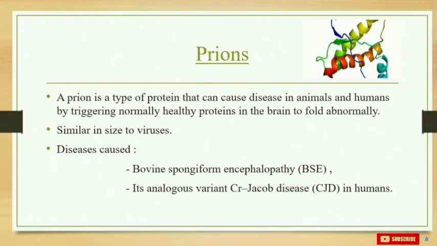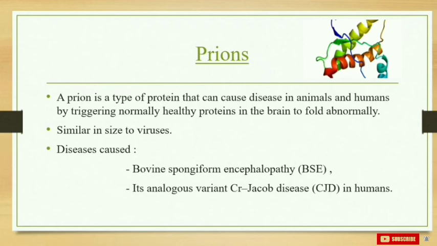Prions are a type of protein that can cause disease in animals as well as in humans by triggering normal healthy proteins in the brain to fold abnormally. The prion mode of action is very different from bacteria and viruses, as they are simply proteins devoid of any genetic material. Once a misfolded prion enters a healthy person, potentially by eating infected food, it converts correctly folded proteins into the disease-associated form, and they are smaller in size than viruses.